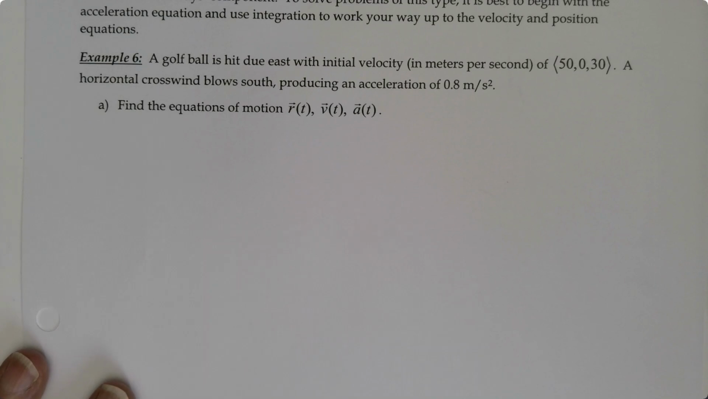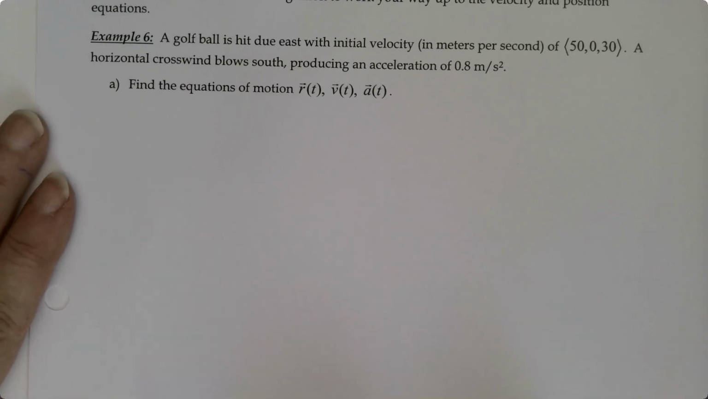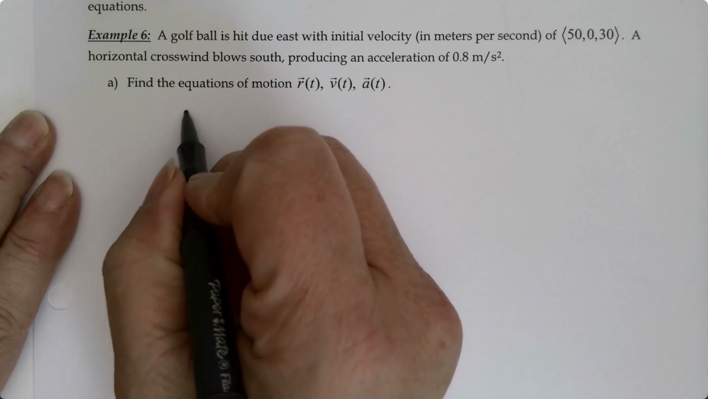We have a golf ball that's hit due east with initial velocity in meters per second of 50, 0, 30. A horizontal crosswind blows south, producing an acceleration of 0.8 meters per second squared. Find the equations of motion R of t, V of t, and A of t. And we're actually not going to do it in that order. So, all right, let's see here.